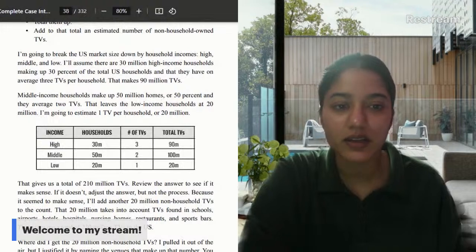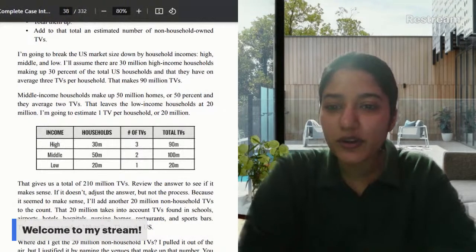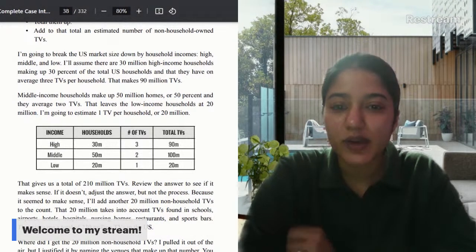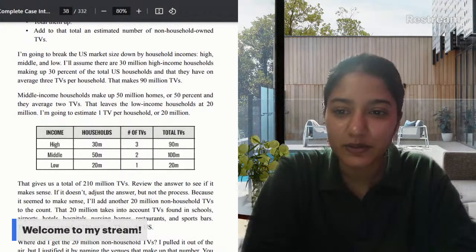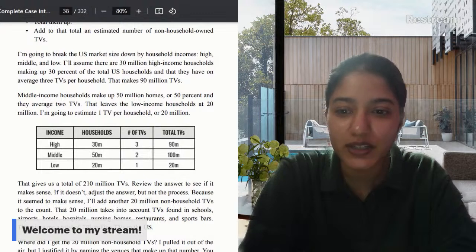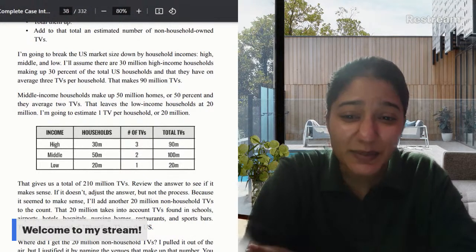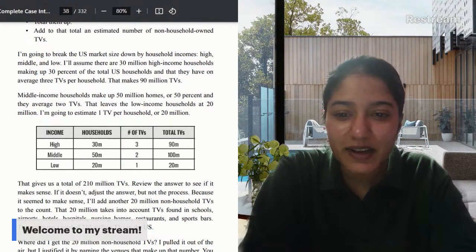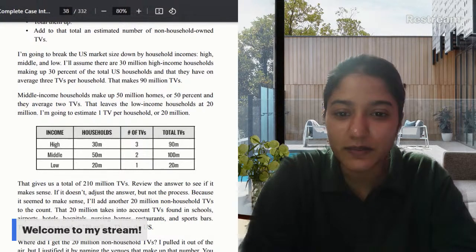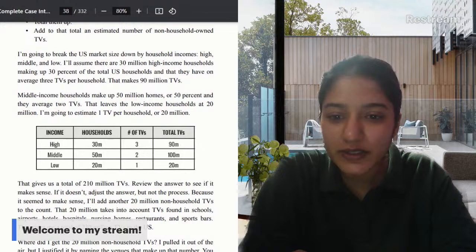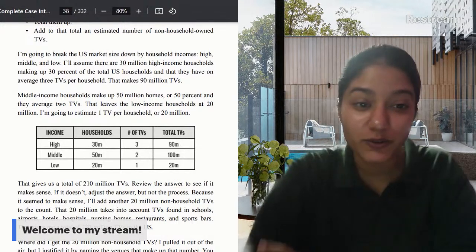Okay. So I'm going to break the US market size down by household incomes: high, middle, and low. I'll assume there are 30 million high-income households, making up 30% of the total US households, and they have on average 3 TVs per household. That makes 90 million TVs. So middle-income households make up 50 million homes, or 50%, and they average 2 TVs. So that leaves the low-income households at 20 million. I'm going to estimate 1 TV per household, or 20 million.